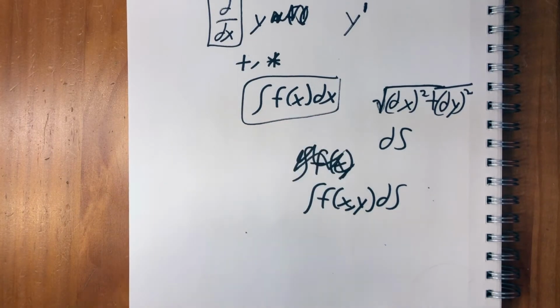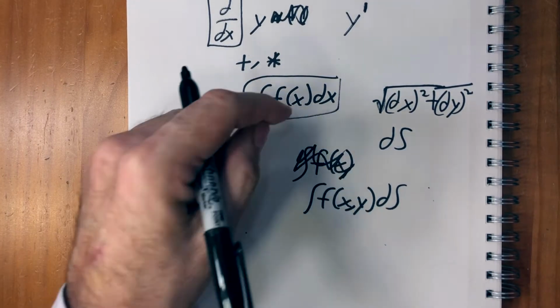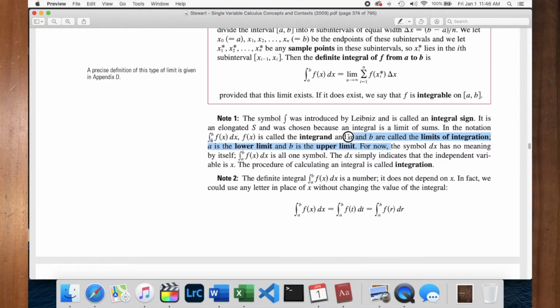Regarding integration, he says the same thing. He says, the symbol dx has no meaning by itself. The integral from a to b of f of x dx is all one symbol. The dx simply indicates that the independent variable is x.